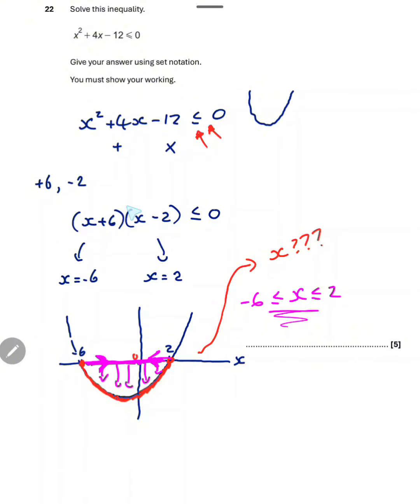If, and it's not the case in this question, let's pretend this inequality symbol was reversed and you had x squared plus 4x minus 12 is greater than or equal to 0. So I've reversed this inequality symbol. Then I'd be interested in these wings here. Where is the graph bigger than 0? And I'd have to say, okay, x is less than or equal to -6, or x is greater than or equal to 2. And I can't write those solutions as a single inequality because it just doesn't exist as a single inequality. We didn't need this yellow stuff. That was just to demonstrate the other version of this question.